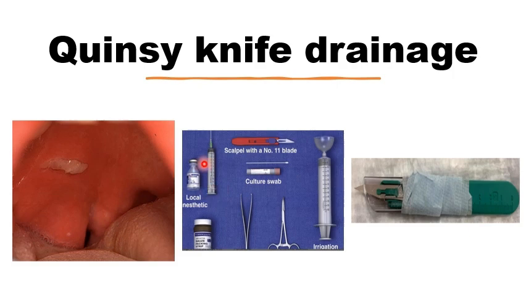Once the incision has been created, forceps can be used to widen the incision and allow more free aspiration of the pus. This can be helped with irrigation. Some of the pus would need to be collected for culture and sensitivity.